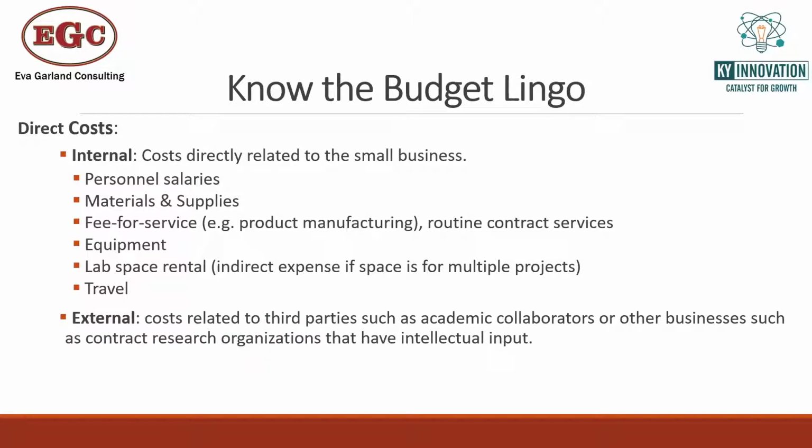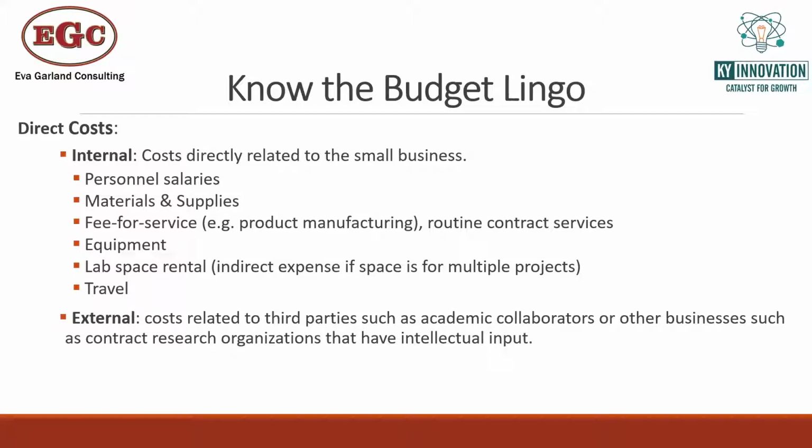Travel would be internal. External costs are still direct costs, so it's still money required to complete the R&D for your project, but they aren't going to be used directly by your company. Think about your company as being sort of a flow through for where these external costs might go. So these go to third parties who are going to have intellectual input in the project.